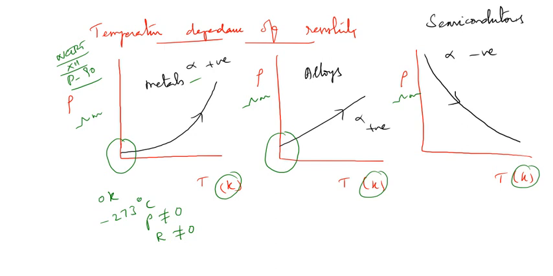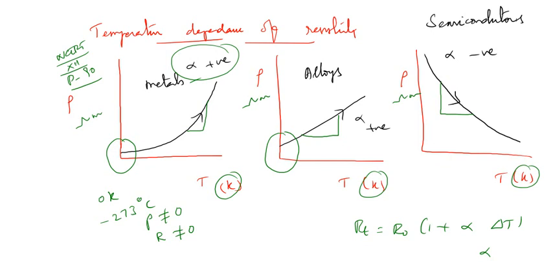So if you find slope here, it is going to be positive. Therefore, alpha value is positive. For this also alpha is positive. If you find slope, it's going to be positive. Here if you find slope, it's going to be negative. Therefore, alpha value is negative. Alpha, that is R sub t equal to R naught into 1 plus alpha into delta t. And the unit for alpha is per degree Celsius, so it is constant.